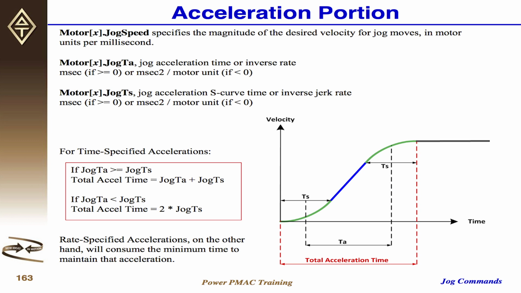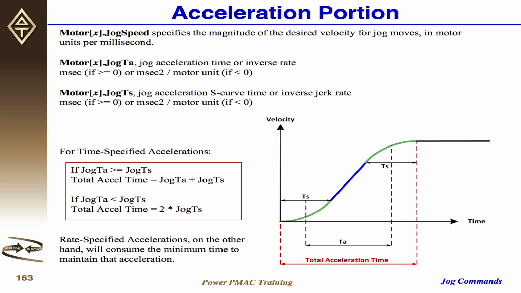So you have an increase in acceleration here, and another change in acceleration up here, with a period of constant acceleration in the middle. The total acceleration time is equal to TS plus TA. This is different from Turbo, if any of you know that. In Turbo, the total acceleration time was TA plus 2 TS. It's been changed now to just TA plus TS.